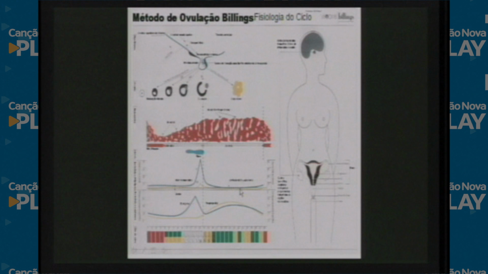The corpus luteum, if there is no baby, regresses and starts to die. So the estrogen and progesterone levels drop. The endometrium is no longer supported, and the bleeding begins for menstruation.